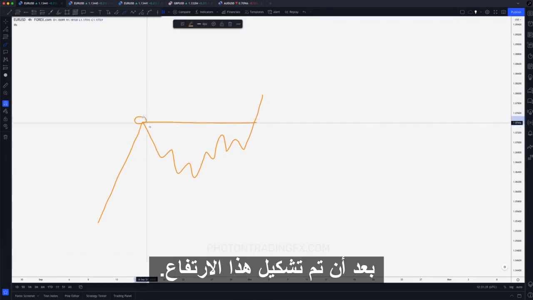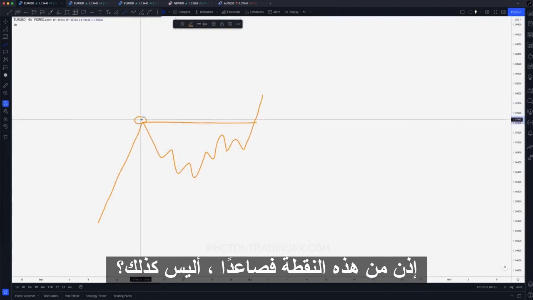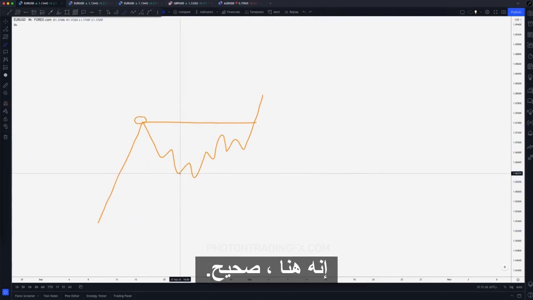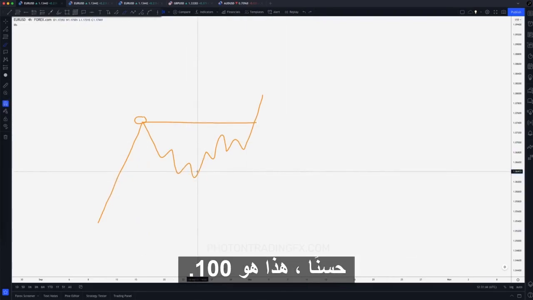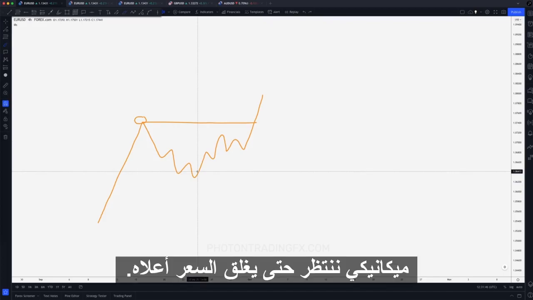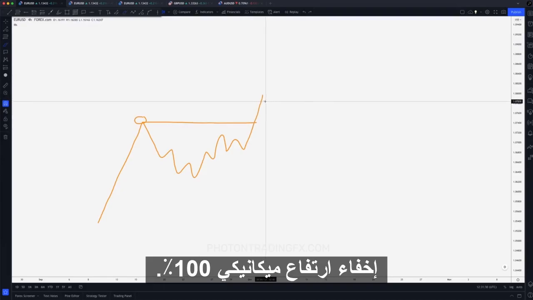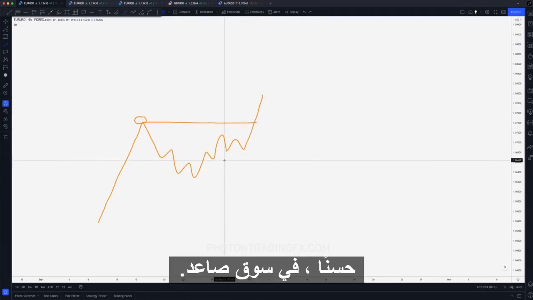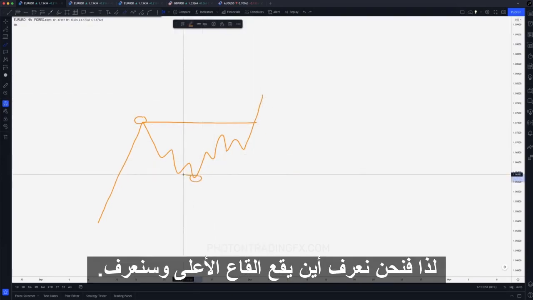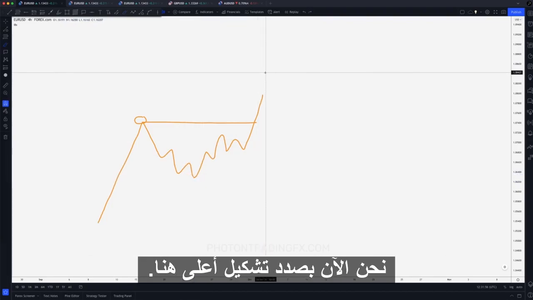After this high was formed, where is the lowest point that broke it? From this point onwards, where is the lowest point? It's here, and that becomes our new higher low. So that is 100% mechanical. We wait for the price to close above the high for a high. That is 100% mechanical in a bullish market. So we know where our higher low is, and we know we're now going to form a high up here.